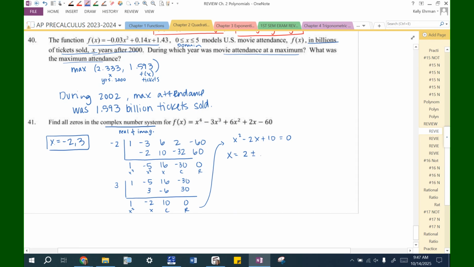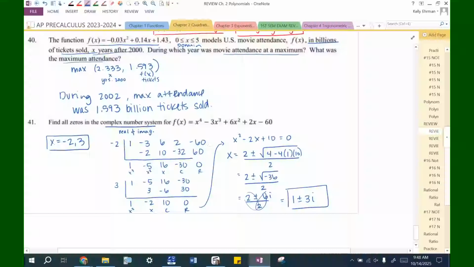So it's 2 plus or minus the square root of 2 squared, which is 4, minus 4 times a times c, all over 2 times a. That's 2 plus or minus the square root of 4 minus 40, which is negative 36, over 2. That's 2 plus or minus 6i over 2. Because I can divide all three of these numbers by 2, I say 1 plus or minus 3i. So the zeros are negative 2 and 3, and 1 plus or minus 3i.